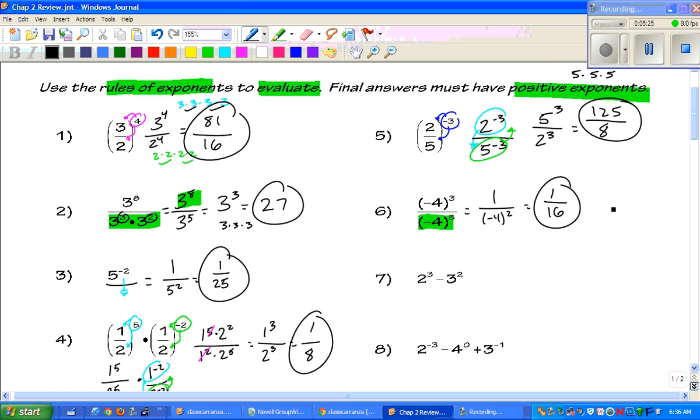2 to the third minus 3 squared. 2 cubed is 8, minus 3 squared is 9, and that gives us negative 1.